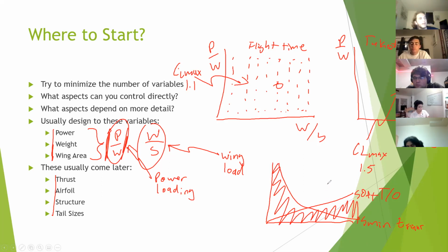Where it gets a little more complicated is the battery constraint. You can't have more than 200 watt hours, and that doesn't directly translate to a curve on the power loading and wing loading chart, because that has to do with the power itself, not the power divided by the weight. It doesn't really care what the weight is. What it'll do is make some of the remaining points have a lower score, because you'll be constrained by other factors like the battery weight.